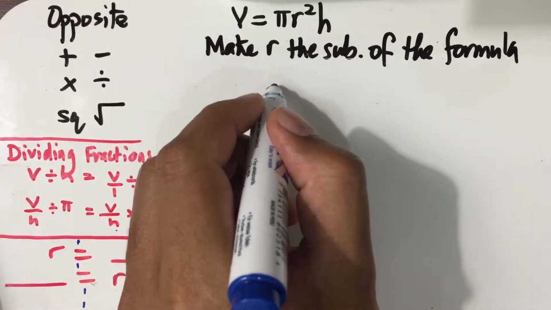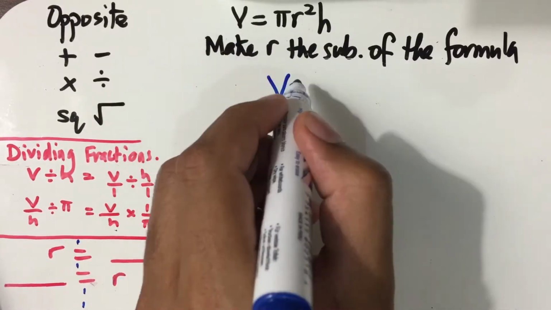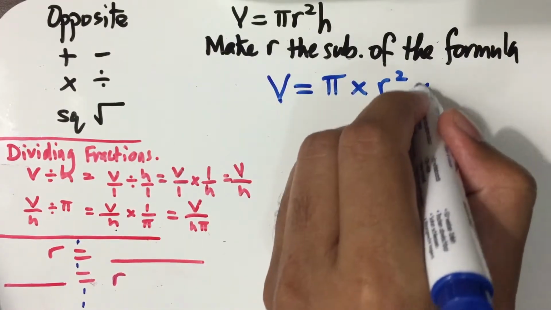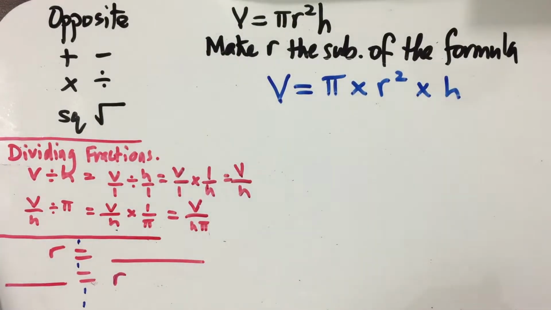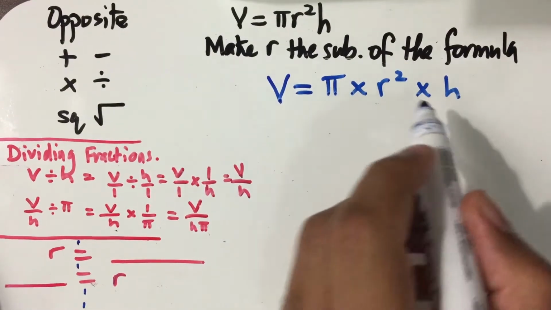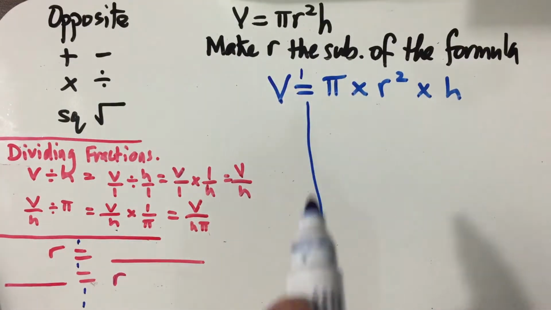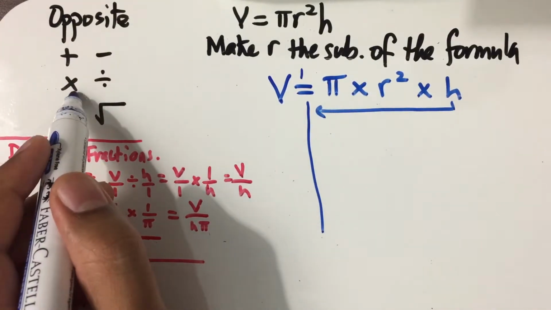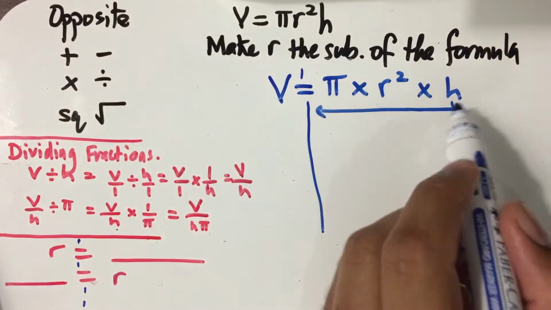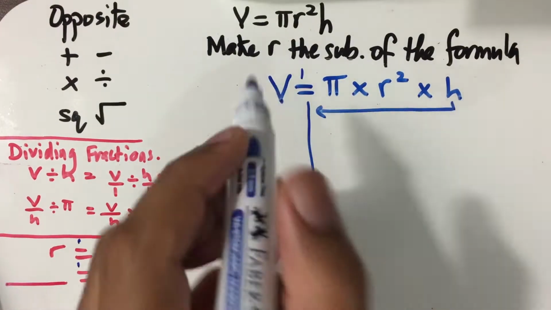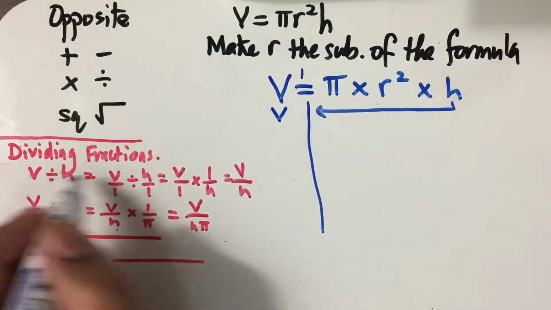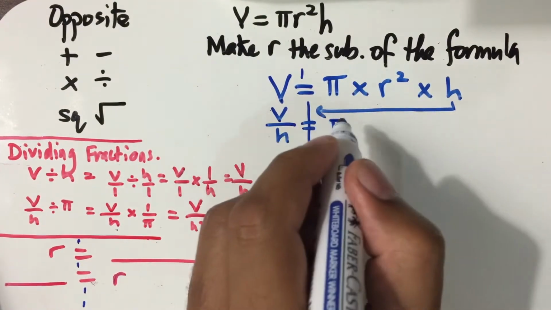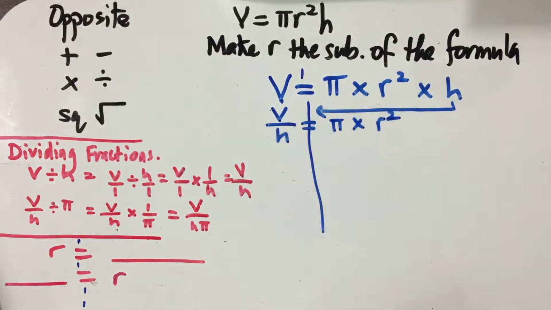Now let me write out the equation more clearly. V is equal to pi times r squared times h. Now if we want to move h to the other side of the equation, then I need to do the opposite. What is the opposite of multiplying? It's dividing. So the opposite of multiplying is dividing. So now v divided by h, it's v on h. So v on h is now equal to pi times r squared.